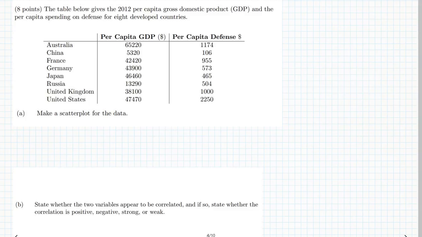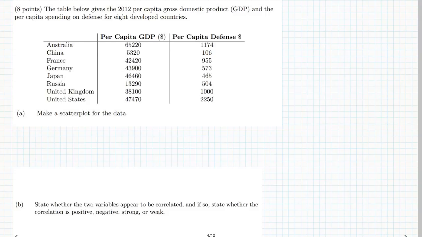All right, so we want to make a scatter plot for this. Now you actually have some options, and just make sure you're labeling it accordingly. So you can do X and Y however you want, because it doesn't say one causes the other. So the table below gives the 2012 per capita gross domestic product and the per capita spending on defense for 8 developed countries. The 8 countries are Australia, China, France, Germany, Japan, Russia, United Kingdom, and the United States.